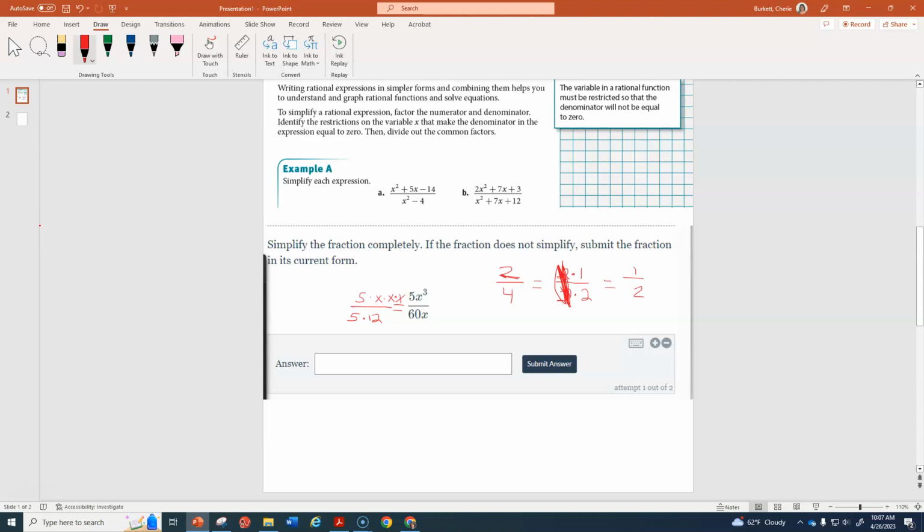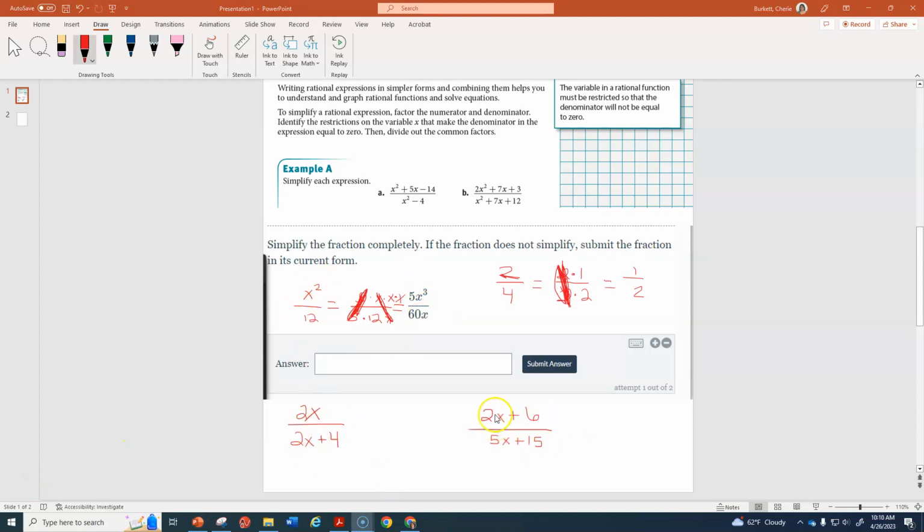There are other factors of 60, but I chose to do 5 times 12 because I had a 5 on top, so I knew if I had a 5 on bottom, they would divide out, leaving me a 1. So 5 over 5 becomes a 1. One of these x's with one of that x down there will also divide out and leave us 1. So on top now, I have 1 times x. That leaves me x squared. And on bottom, I just have a 12. So the simplified form of 5x cubed over 60x is x squared over 12.